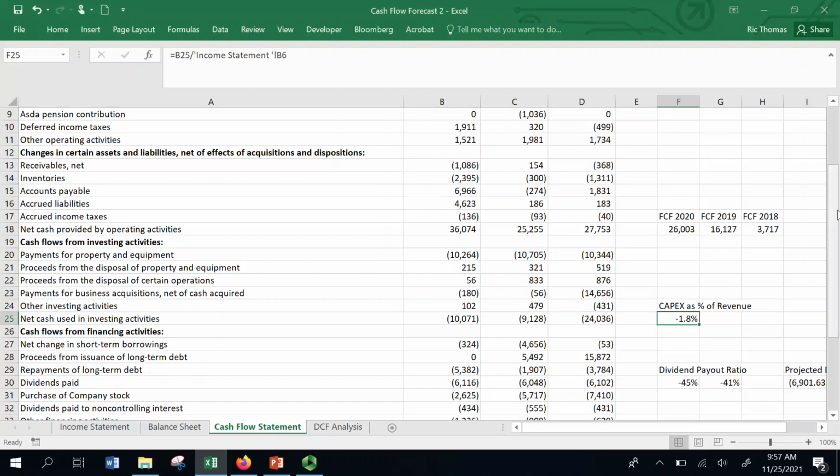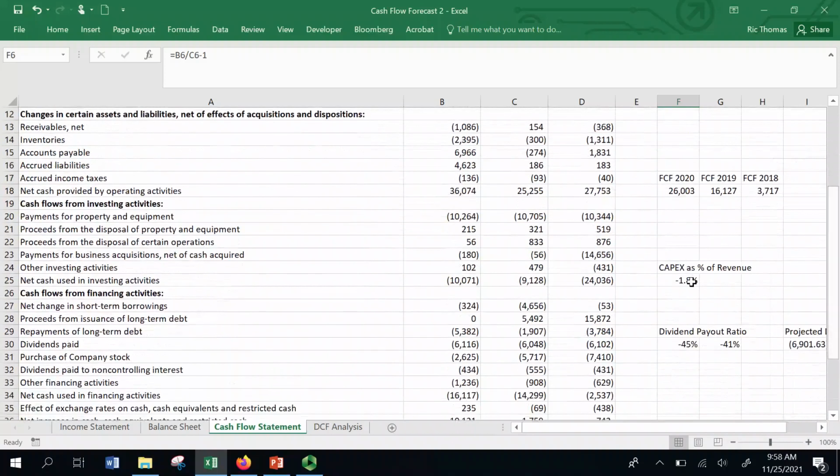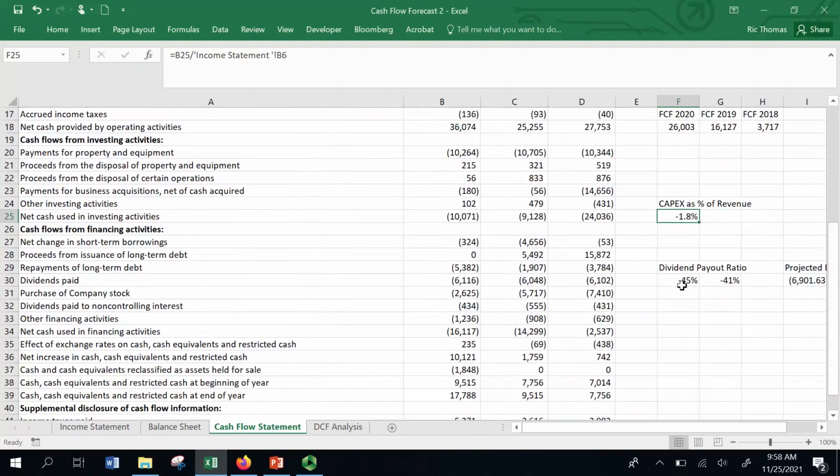So you can see how I'm going to get my depreciation forecast. I'm going to grow this by 1.5%, and I'm going to ratio my CapEx to next year's sales. And that's how I'm going to get the CapEx and the depreciation that I'm going to use in my cash flow forecast. One other thing that I wanted to point out, my dividend payout ratio.